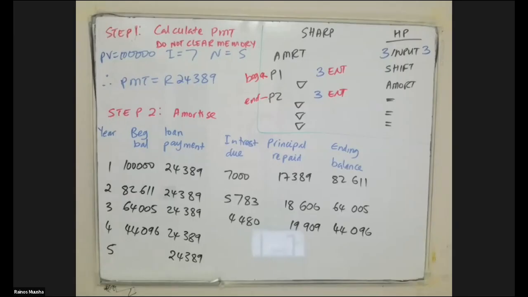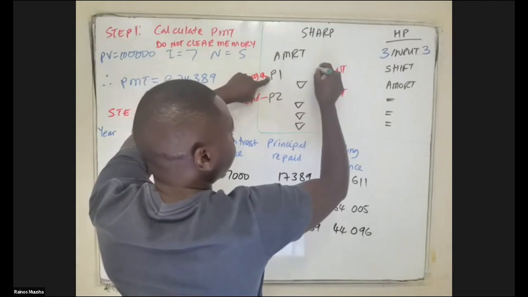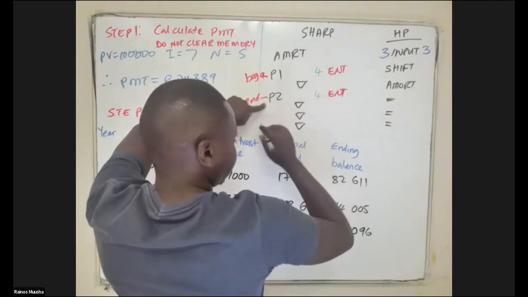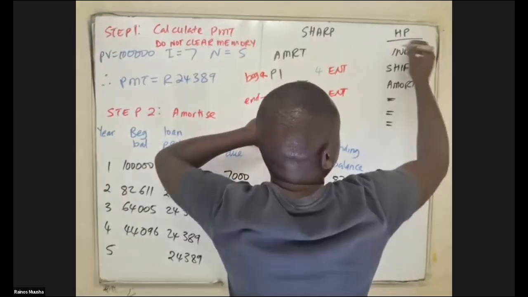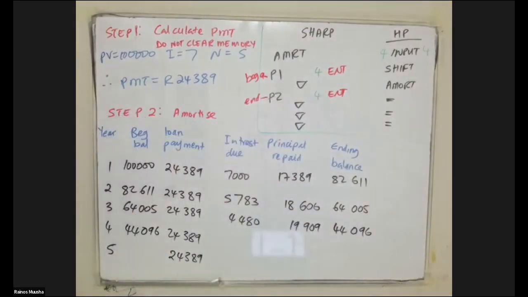Now, to amortize for year 4, you are more or less going to be following the same steps. If you're going to be using the Sharp calculator, remember, you scroll down until it takes you back to P1, and you're going to say 4, you press enter. Scroll down, it shows you P2, you press 4, then you press enter, then you keep scrolling down, it will give you the amortization. And if you're using the HP calculator, it's going to be 4, input, 4, shift, amount, and you get your answers there.